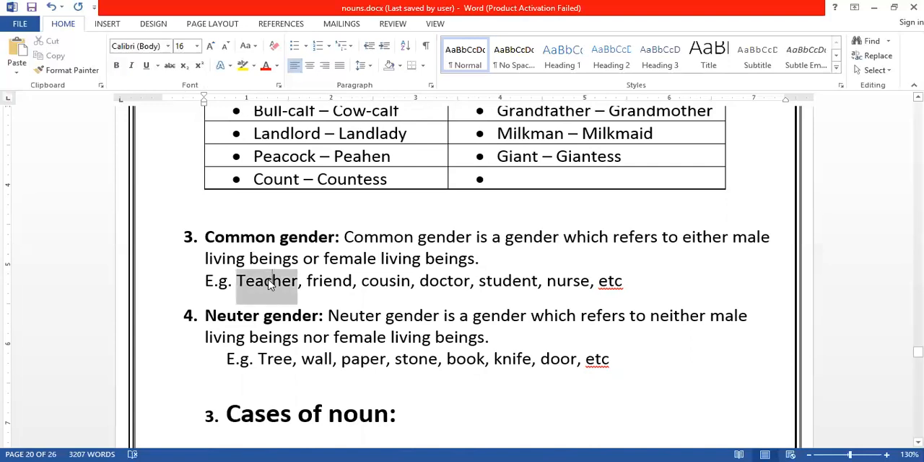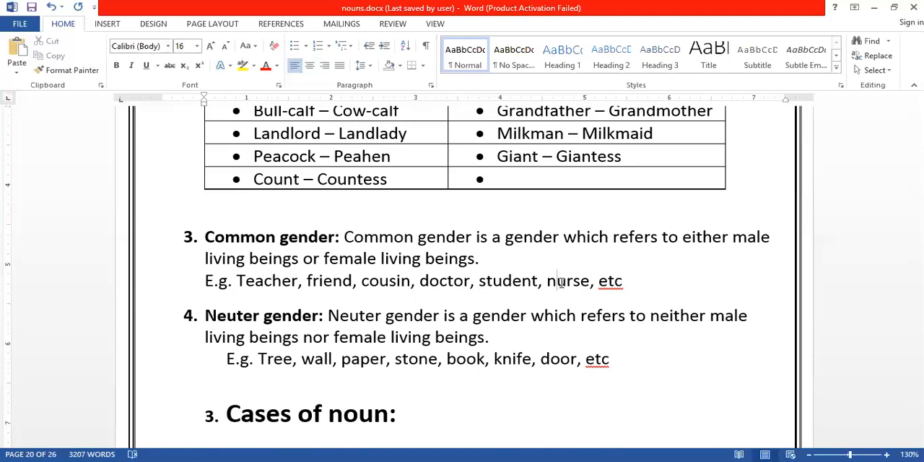For example, teacher. Now teacher can be male and teacher can be female. So it can be used for both male and female. Like we have friend. Friend can be male, friend can be female, cousin, cousin can be male or female, doctor, student, nurse. Clear? These are genders that are used the same for both male and female. So those types of genders are called common genders.